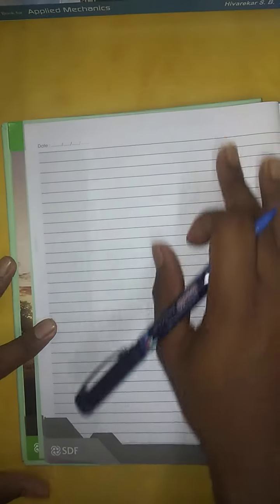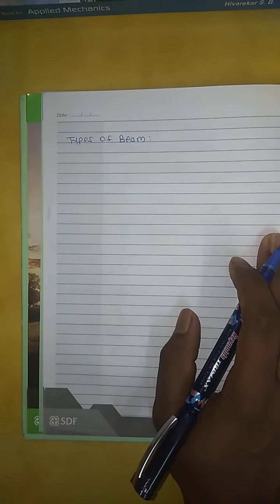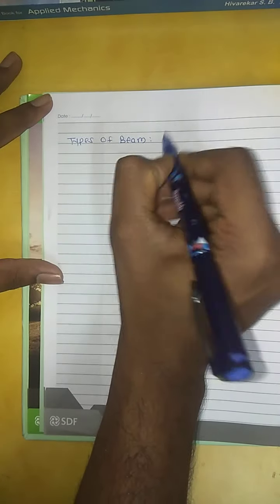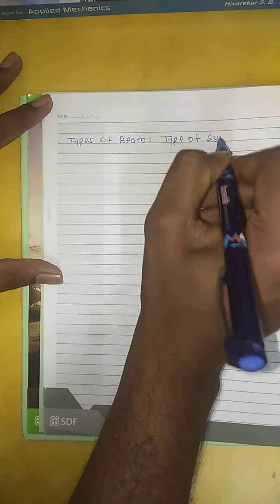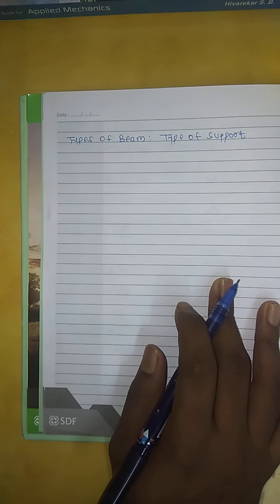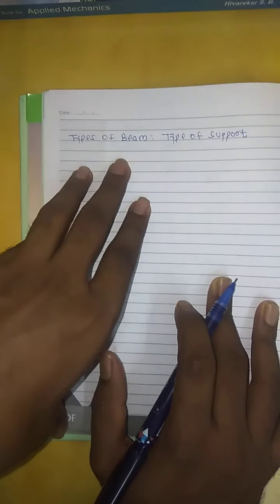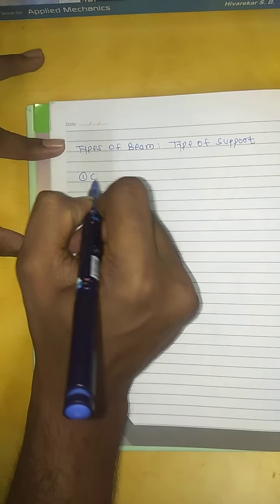Okay, in continuation with the type of support, we will cover another point, types of beam. There are so many types of beams, and these types of beams are derived from the type of support. That means if the support changes, then the name of the beam will change. Okay, we'll cover it fast. First type of beam is cantilever.